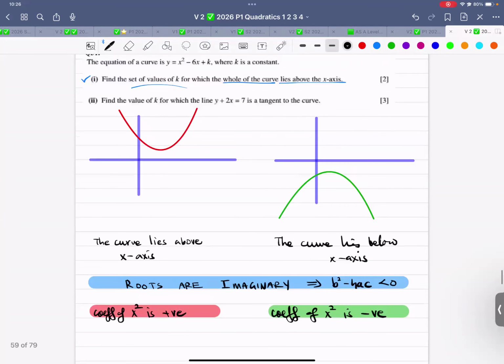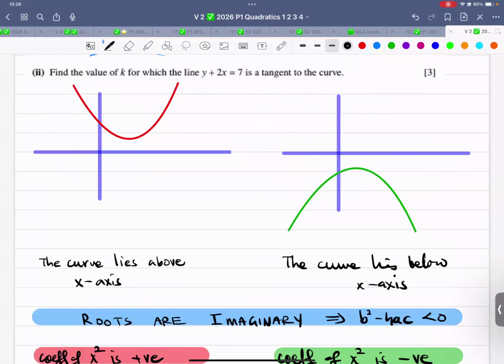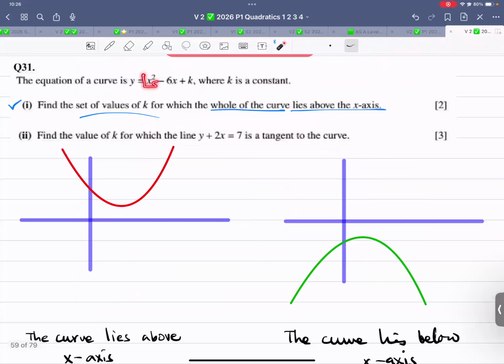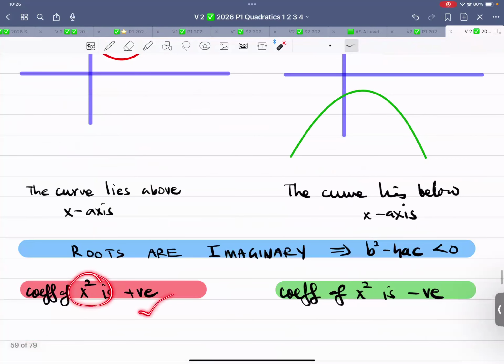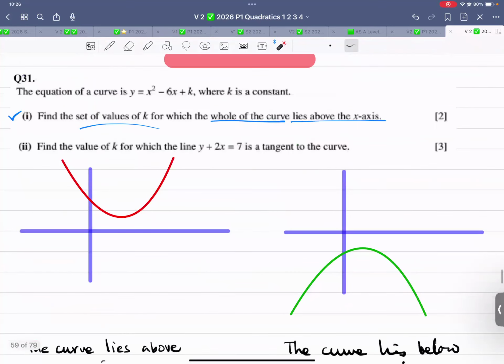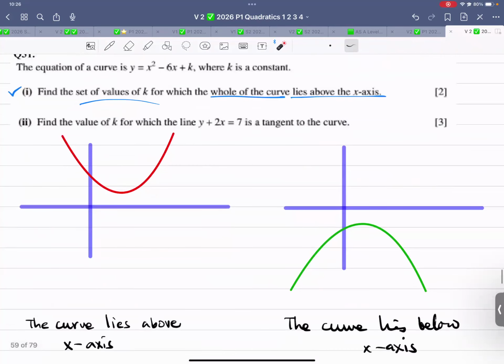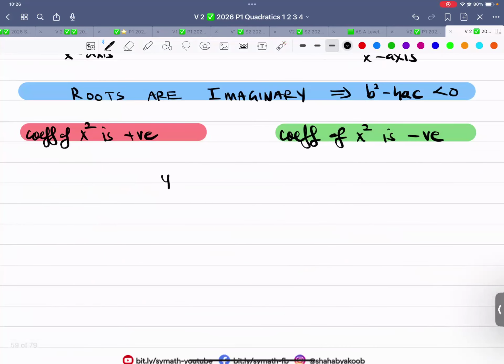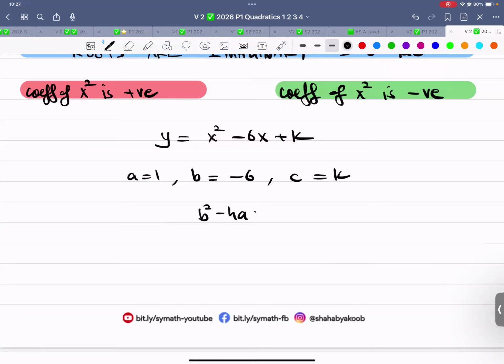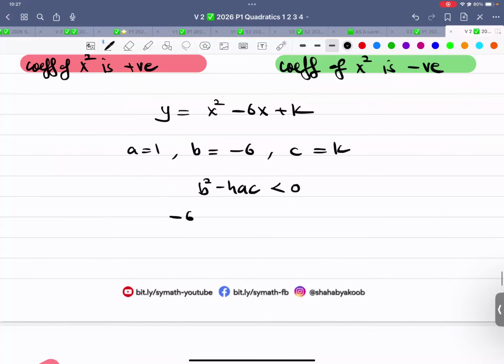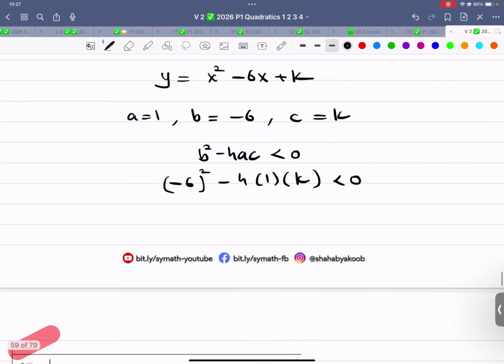All good? Now it says find the set of values for which the whole of the curve lies above the x-axis. First focus on the coefficient of x square. It's already positive. That means I just have to work out b square minus 4ac is less than 0. So y is equal to x square minus 6x plus k. A is 1, b is negative 6, c is k. Minus 6 whole square minus 4 into 1 into k is less than 0.